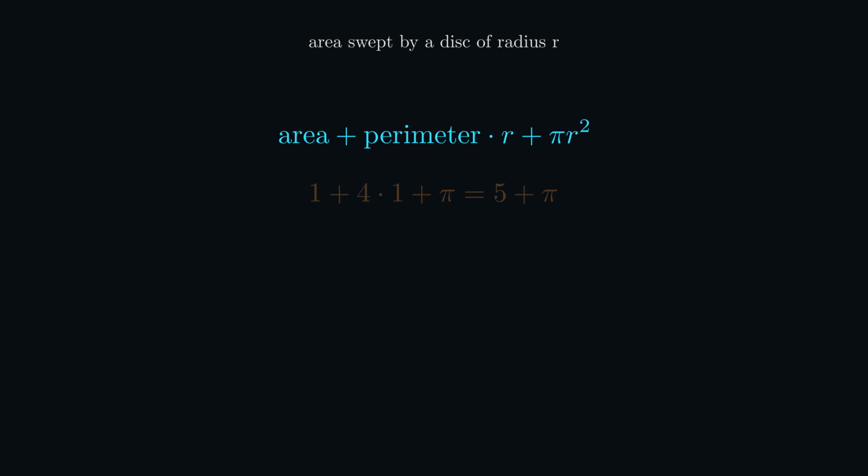This sweep has a name. It is the Minkowski sum, and it turns up wherever 2 freedoms combine. A robot arm that must not hit a wall, the tolerance around a machined part, the blur of a lens. The area of a shape swept by a disk of radius r is always the area, plus the perimeter times r, plus pi r squared. Look back at 5 plus pi. 1 plus 4 times 1 plus pi. It was that formula all along.